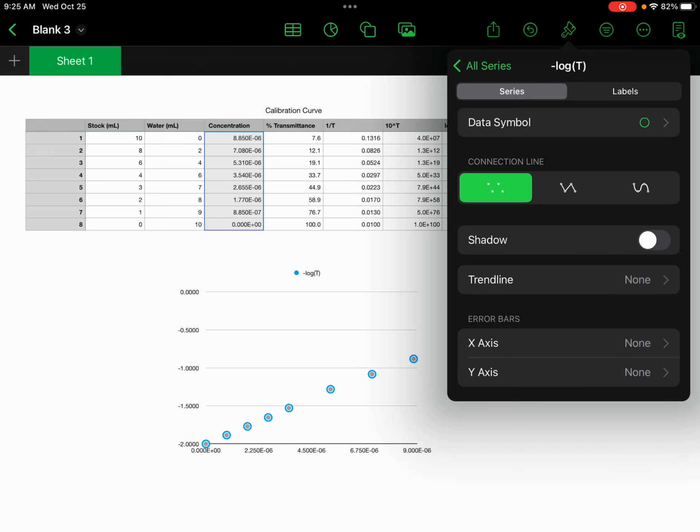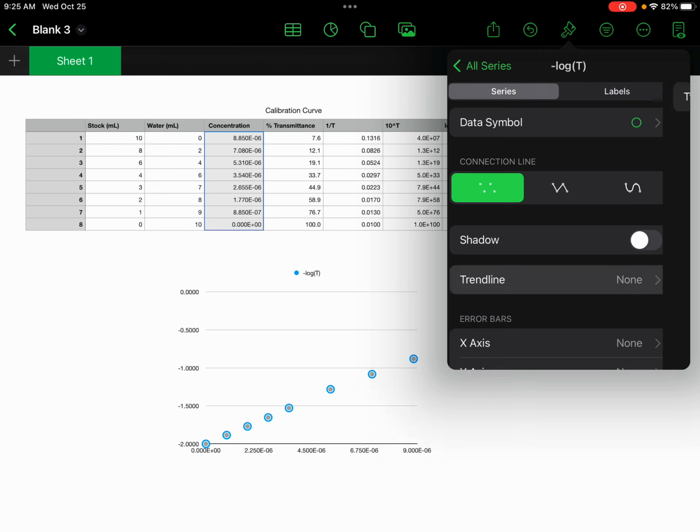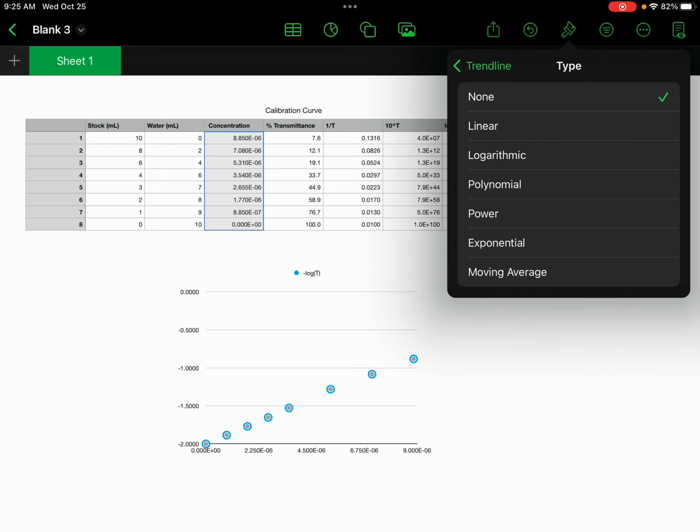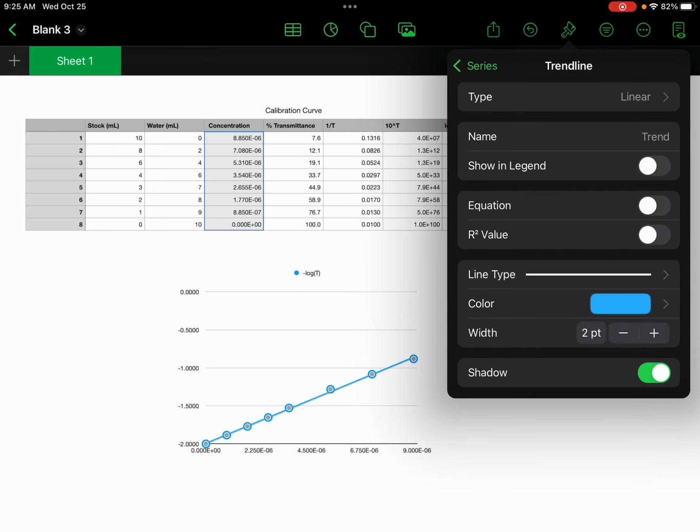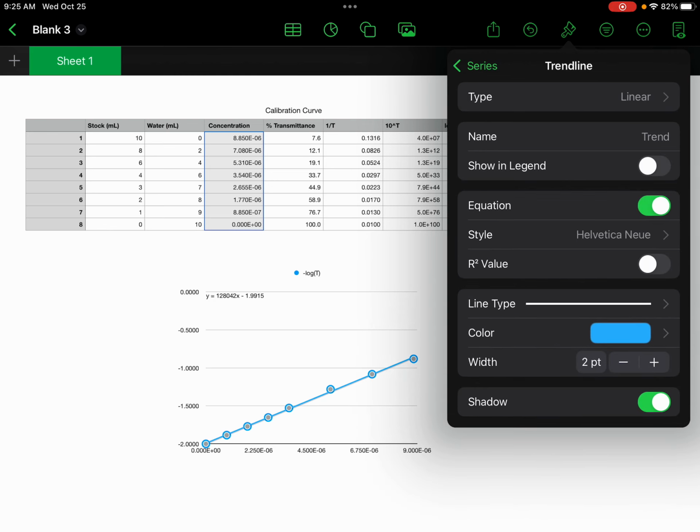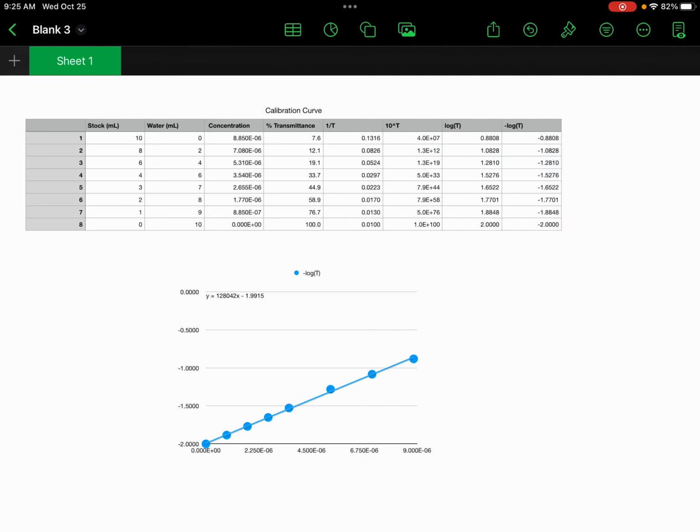Okay, we could see that it's linear, but what we really want is a line of best fit, a trend line. So if I go down to the trend line menu, and I just determined that this is linear, so I'm going to select a linear trend line. I'm going to go back, and then I'm going to show the equation on the chart, and that is going to give us the linear relationship.